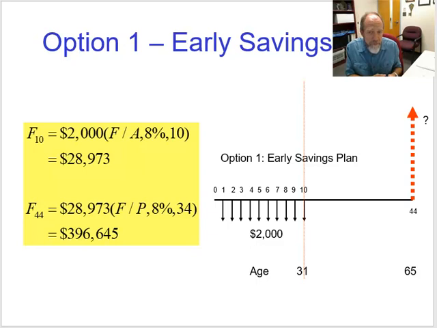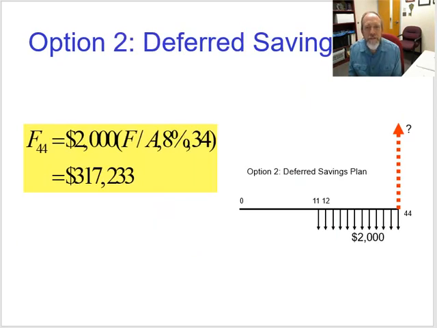You've got the annuity, figure it out at time 10. It's 34 years to 44. Simple compound interest equation will get you there. Okay, bottom line is, in this case, the early savings plan has a value of $396,645. Okay, $2,000 a period for 10 years. Now, do the same thing with the deferred savings plan, but realize you're doing it for 34 years.